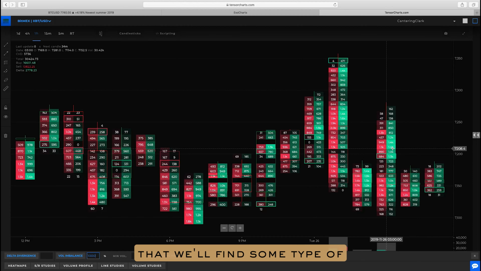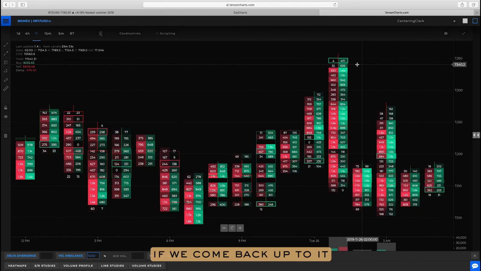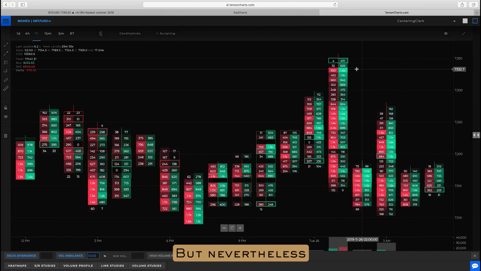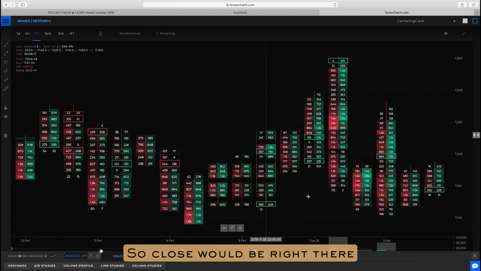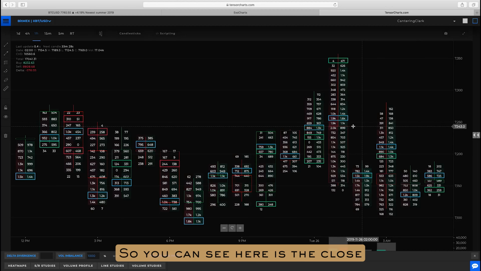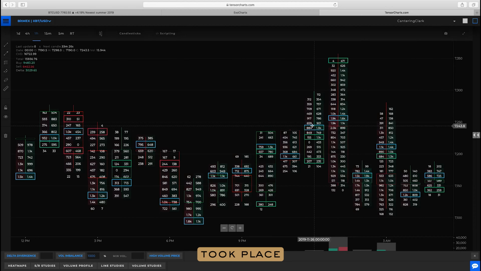All right, so whether or not at this point if we come back up to it, it is passive sellers or active sellers remains to be seen, but nevertheless, you wouldn't have an idea of whether or not, just from looking at a candlestick chart, if you should, let's say for example, be paying attention to the close of this body. All right, so the close would be right there. So I'll put on the volume study again, or the imbalance, or above the close. So you can see here's the close. Above it is where a majority of the volume took place.